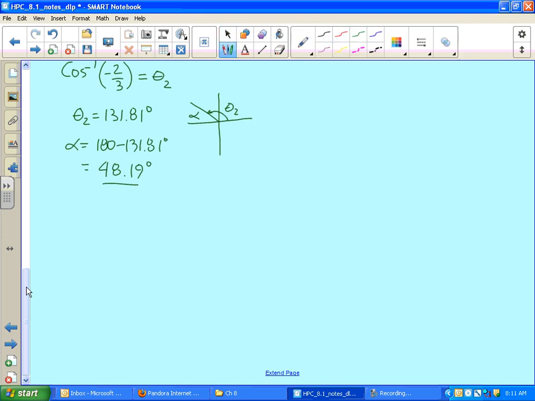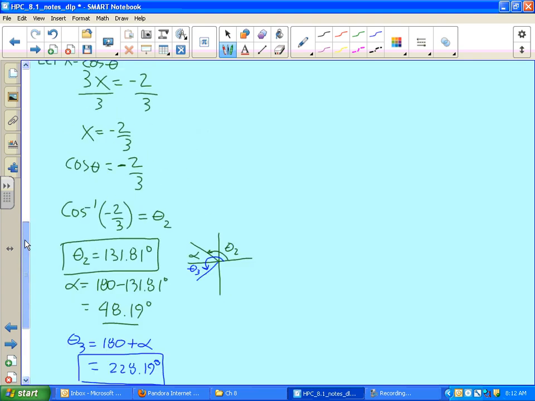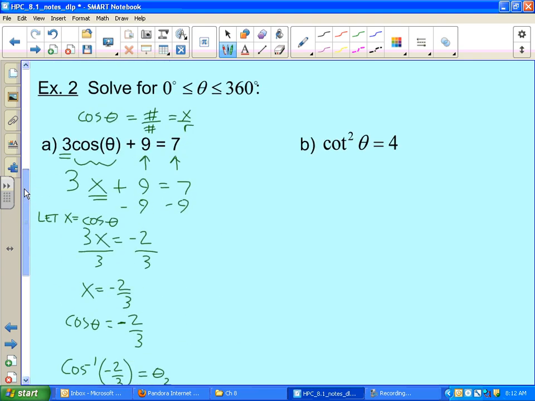Got to go find the other place where cosine produces a negative ratio. That will happen right here. So now I'm thinking about theta 3 as my other angle. We know that theta 3 will be found by 180 plus my reference, or in this case, 228.19 degrees. So there are my two angles that produce this cosine value, theta, that fits this equation here.